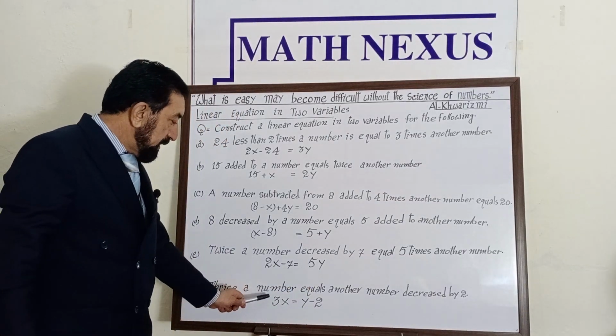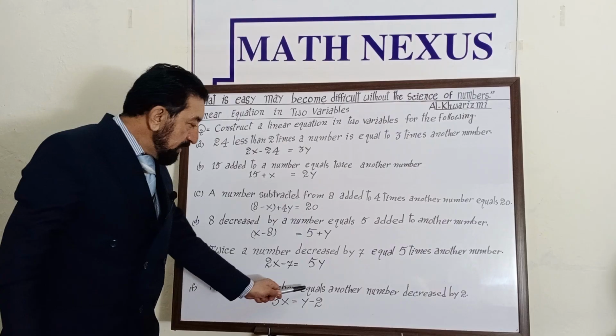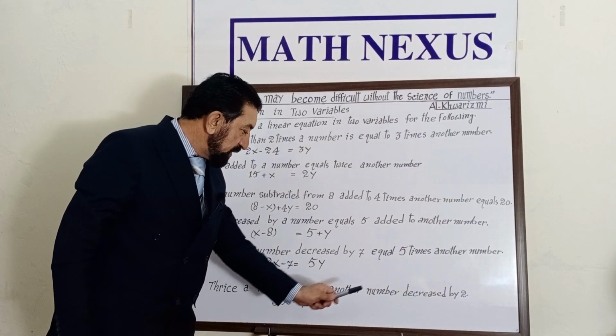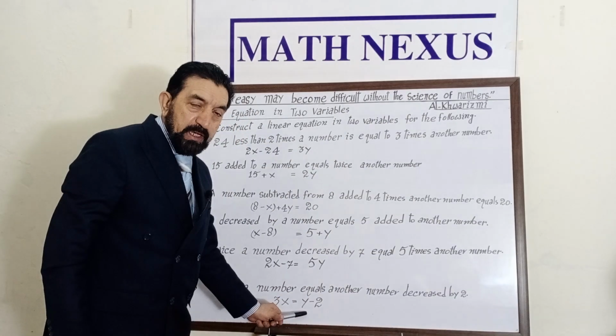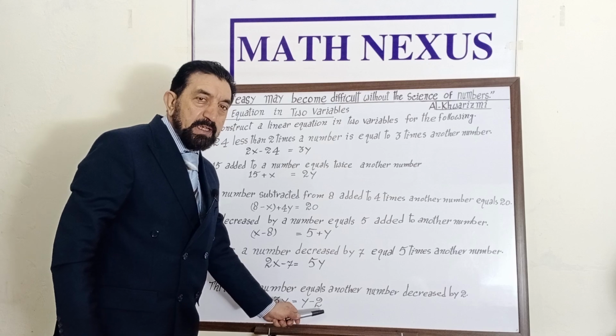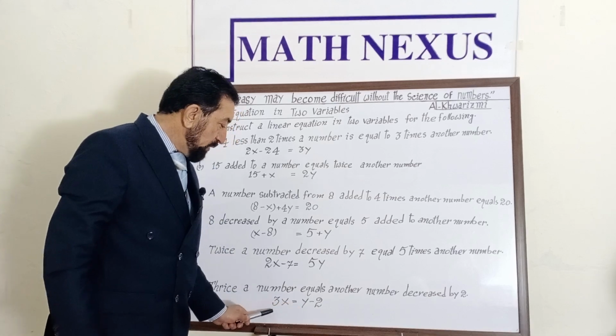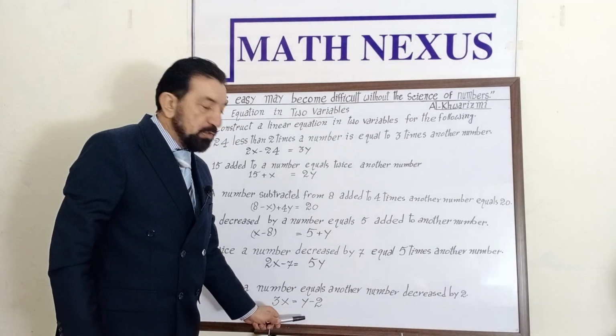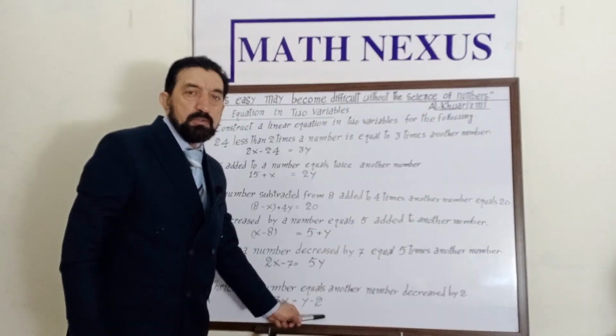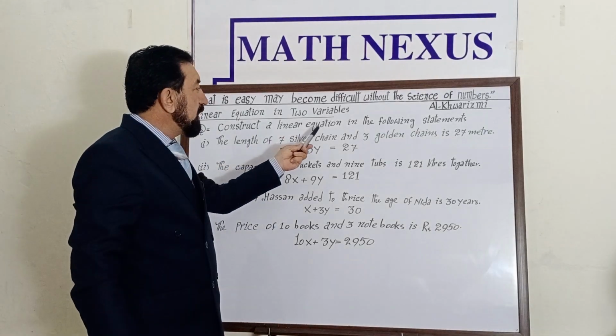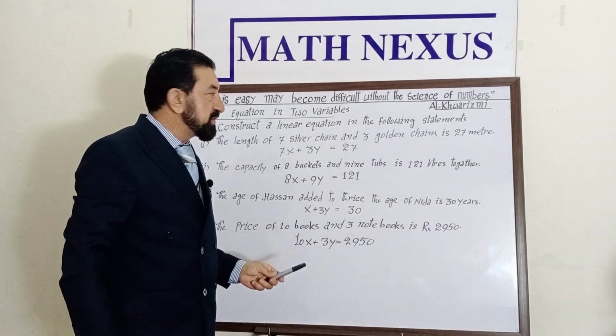Thrice a number equals to another number decreased by 2. We can write 3x equal to y minus 2. Construct a linear equation in the following statements.